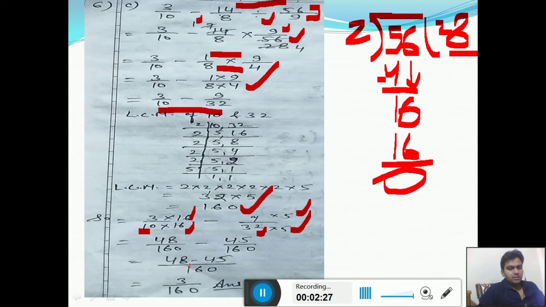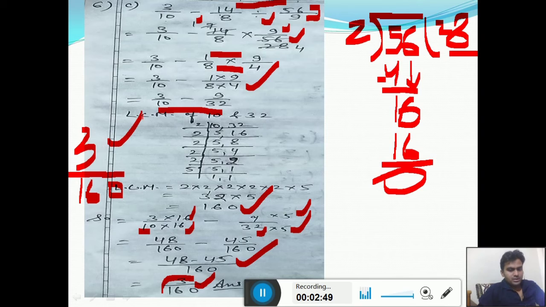Now we can subtract 48 and 45. So we will get 3 upon 160, and it is a proper fraction. So our answer for this question is 3 upon 160, and it is a proper fraction. No need to change it into a mixed fraction. Okay, so this is the answer.